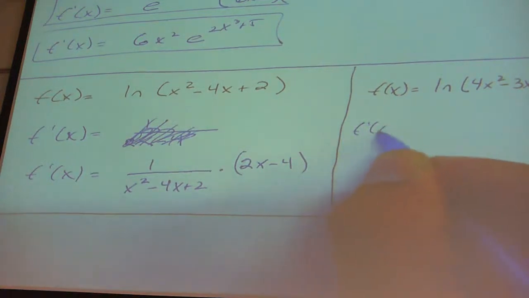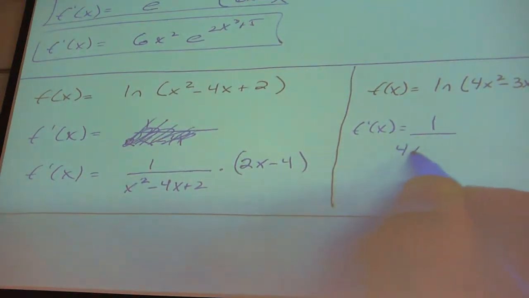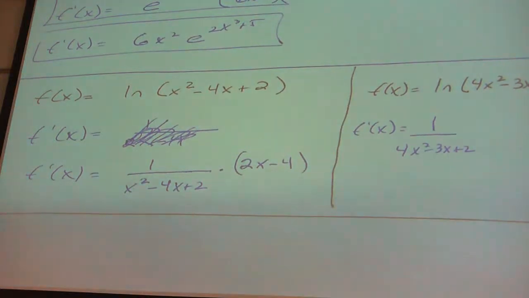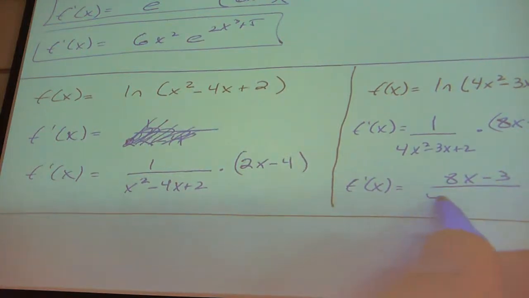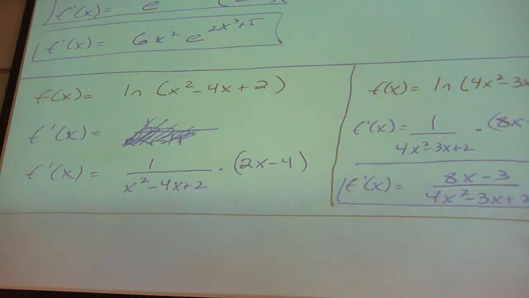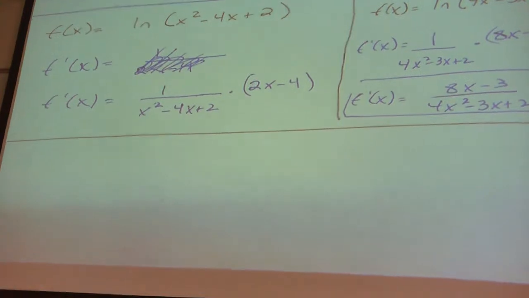So the derivative is going to be 1 over the original. Question so far. Times the derivative. What's the derivative of 4x squared? 8x. What's the derivative of minus 3x? Minus 3. And what's the derivative of 2? 0. So your final answer, I would write as 8x minus 3 over 4x squared minus 3x plus 2. And I'd probably add that to your special cases. I would put it under special cases versus putting it in chain rule. The reason why it works is chain rule.